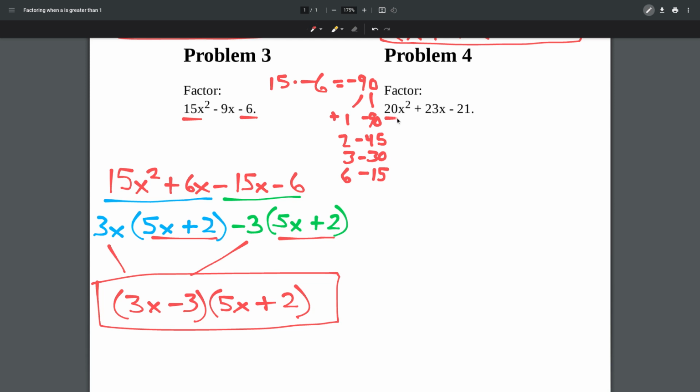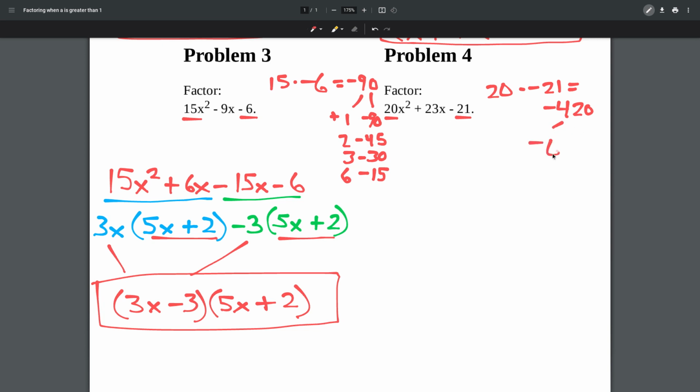We're going to multiply 20 times negative 21. And that's going to be negative 420. Okay, now we want to start to list the factors that are going to add to positive 23. So, I'm going to start a little closer. I'm not going to list all the factors.